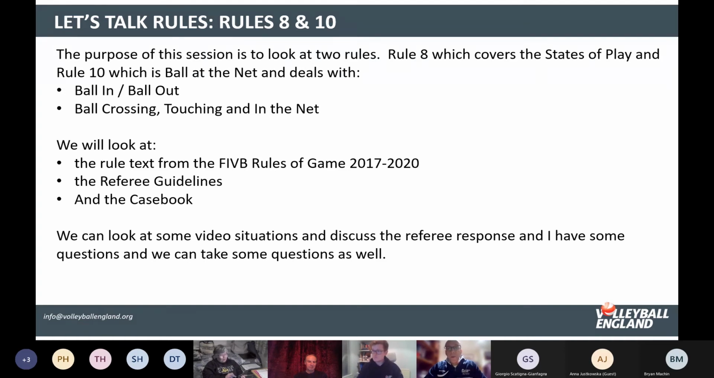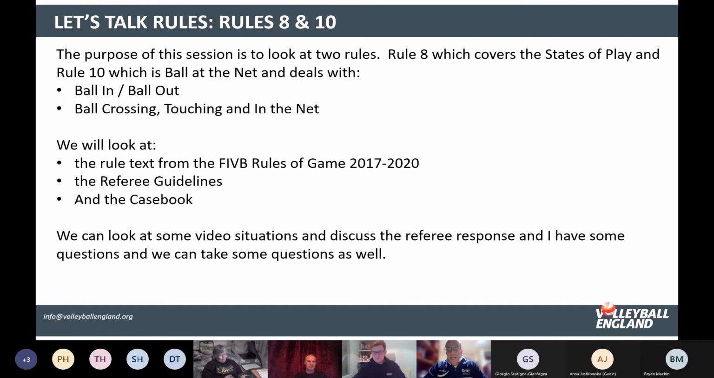So what are we covering? So Rule 8 covers essentially two elements, ball in or ball out. And Rule 10, ball at the net, covers the ball crossing, touching and being in the net.